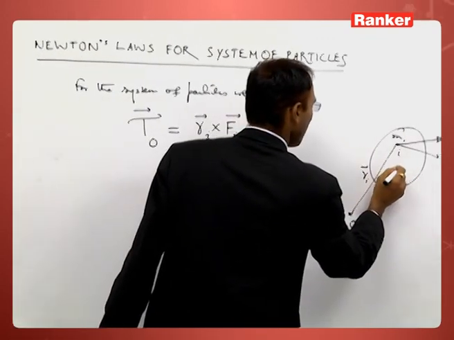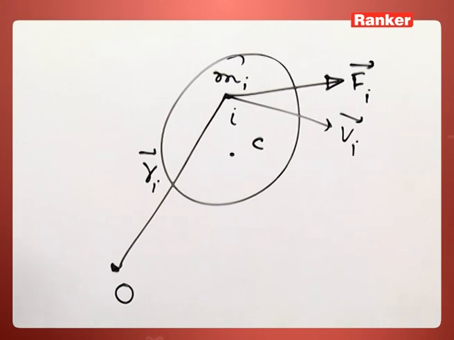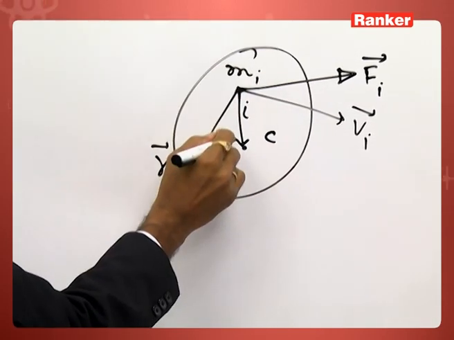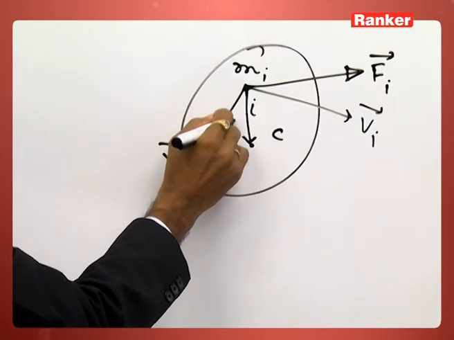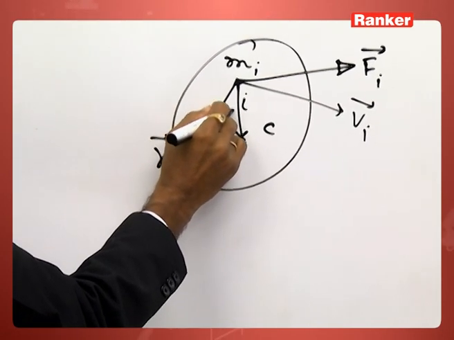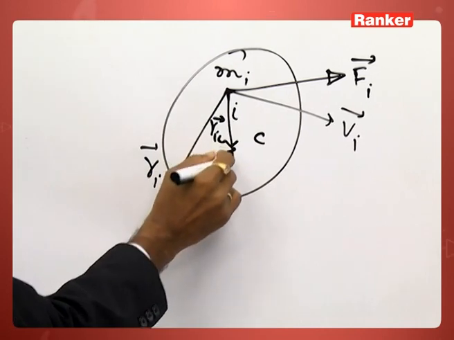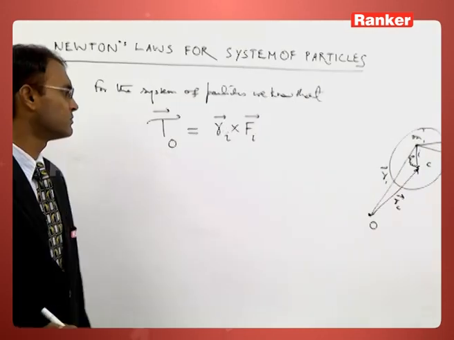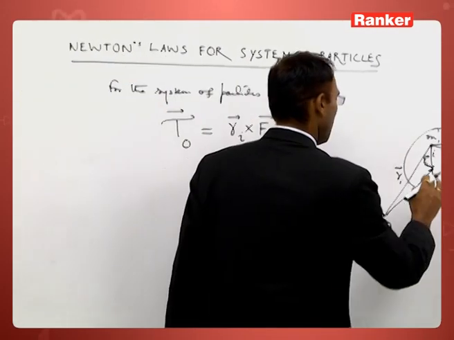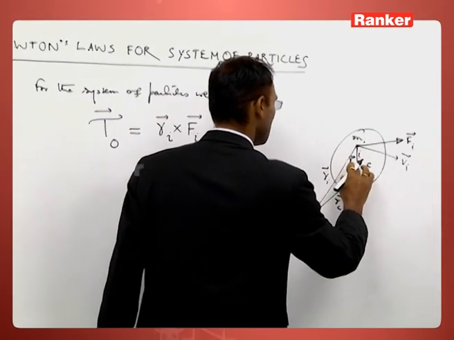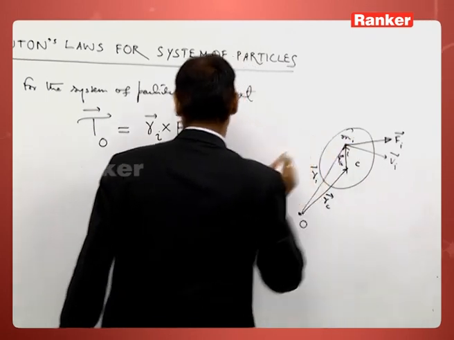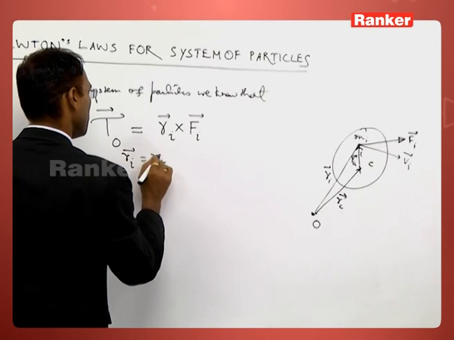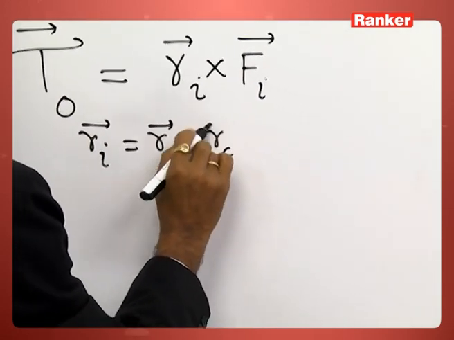If you take the center of mass somewhere here, Ri can be written as RIC plus RC.